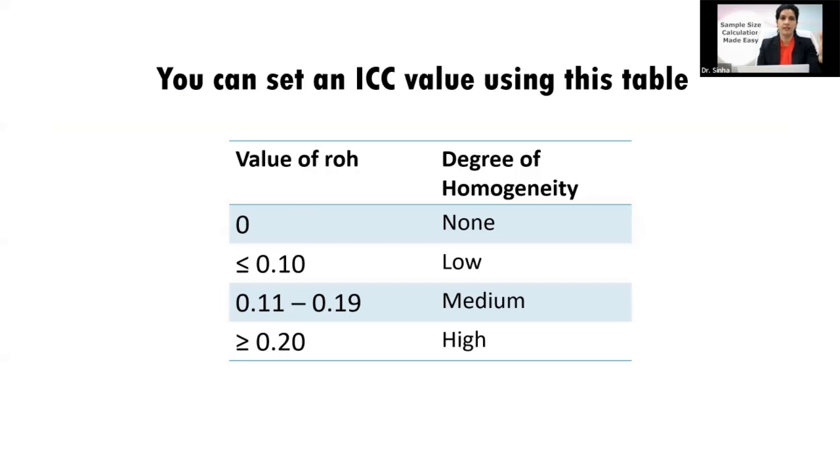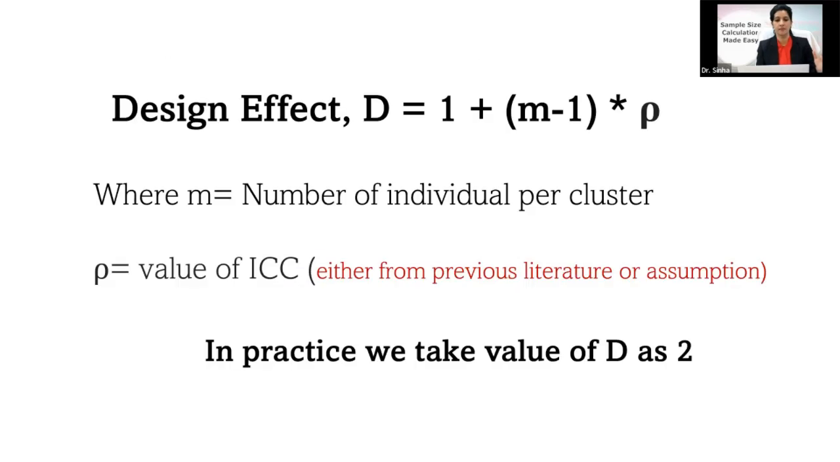So you can set the value of ICC using a table. If your value is less than or equal to 0.1, then it is a low ICC. If it is up till 0.2, then you can say it is a medium. And this ICC is the degree of homogeneity within cluster. If it is more than 0.2, then it is a high intra-class correlation coefficient. So if you have no value, then you can set a medium value of ICC. You can take up till 0.2, and then you can calculate the sample size if you are using a cluster sampling or a multi-stage sampling.